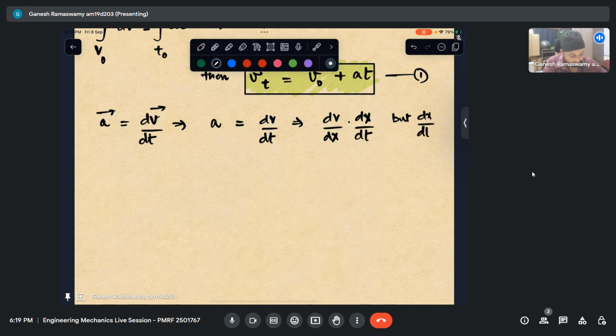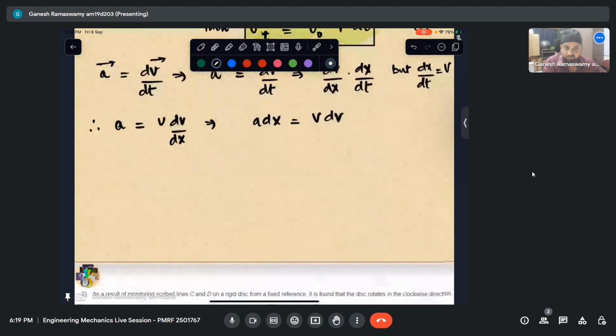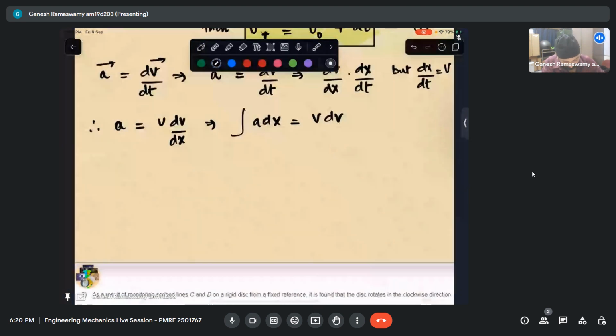dx by dt is nothing but v in the first place. So therefore acceleration comes out to be v dv by dx. So far so good. So this will be a dx is equal to v dv. So integrating both sides again. So what will we get?